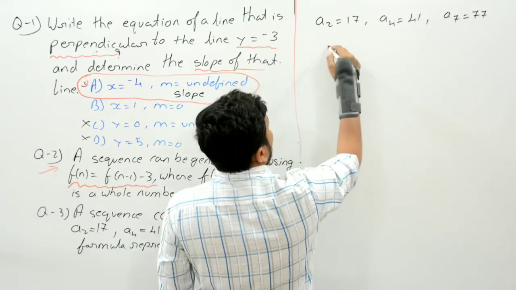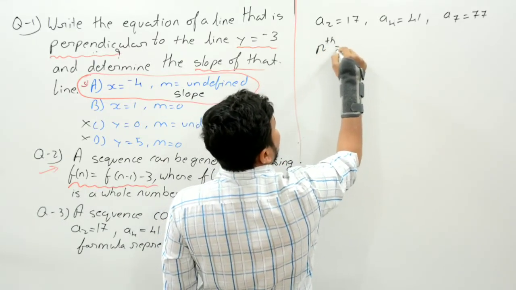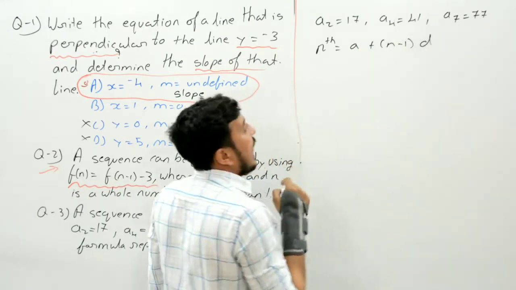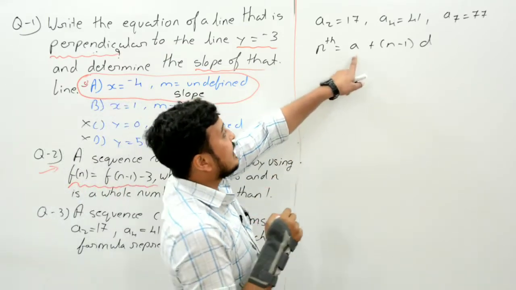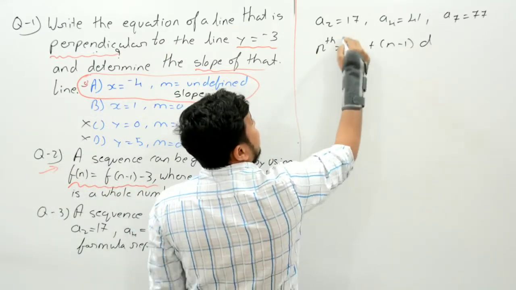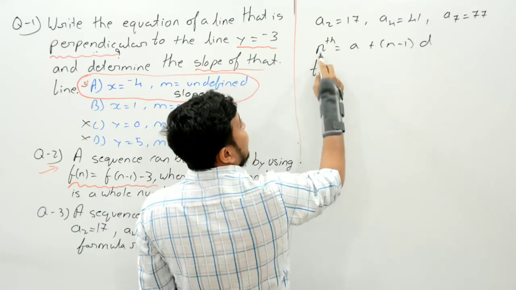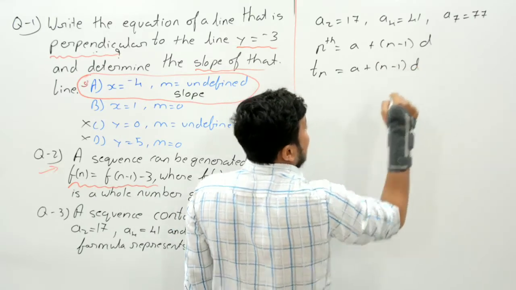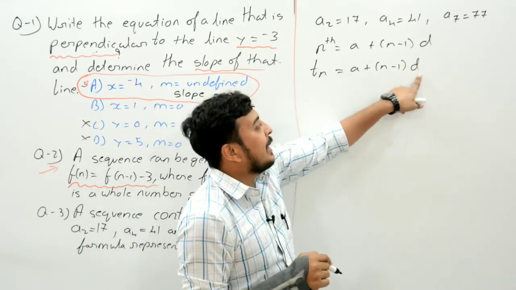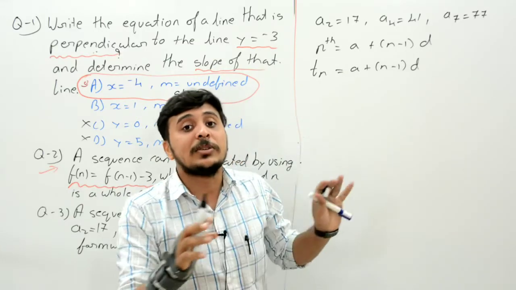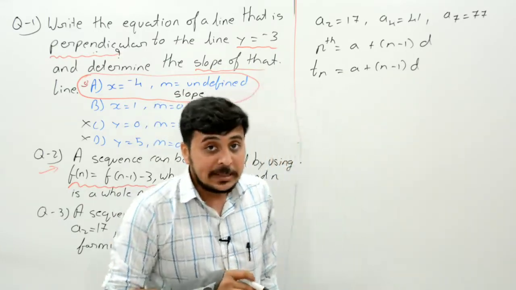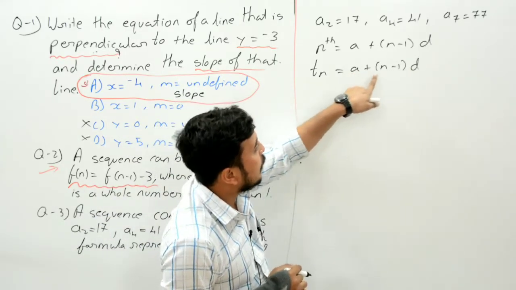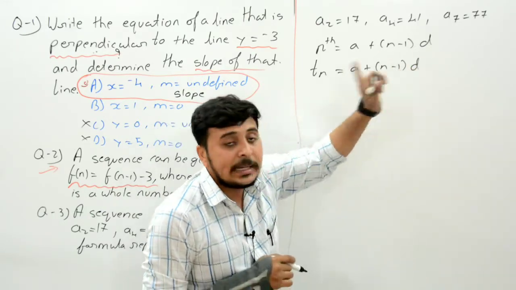Clear? So I have the formula for finding the nth term that I have shown here, that is a plus n minus 1 into d. The nth term can also be represented as Tn, that is Tn is equal to a plus n minus 1 d. Is there any option such as a plus n minus 1 d in the given options? No, there is no such option. There is only n. So we need to find the values of a and d.